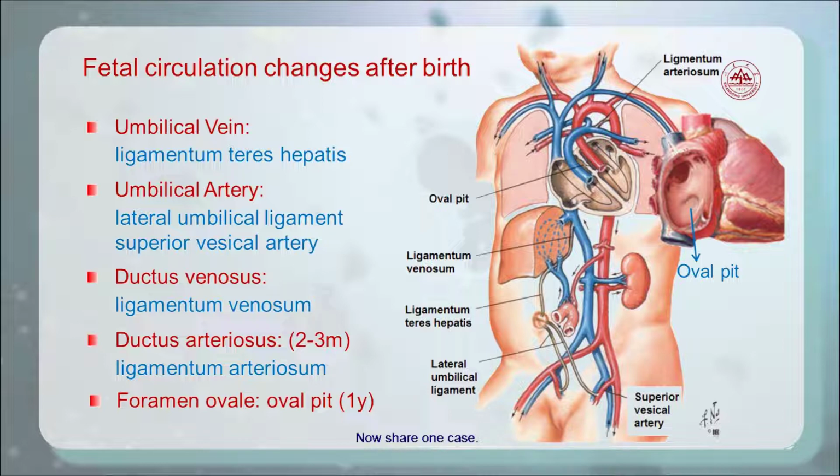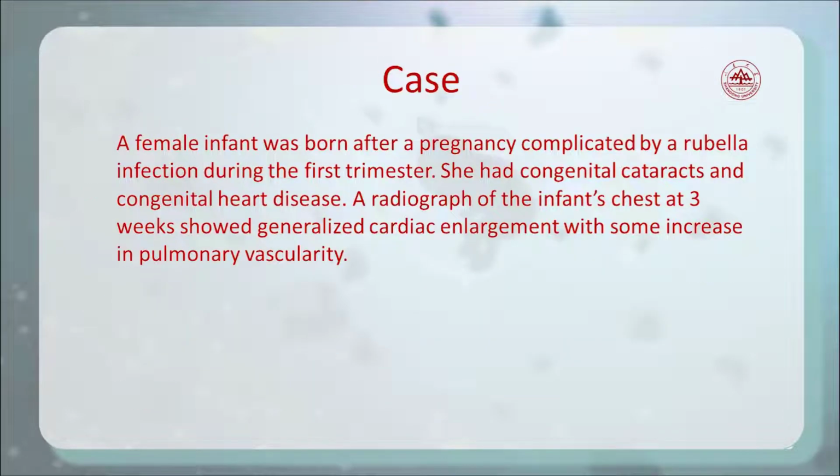Now, let's share one case. A female infant was born after pregnancy complicated by a rubella infection during the first trimester. She had congenital cataracts and congenital heart disease. A radiography of the infant's chest at 3 weeks showed generalized cardiac enlargement with some increase in pulmonary vascularity.